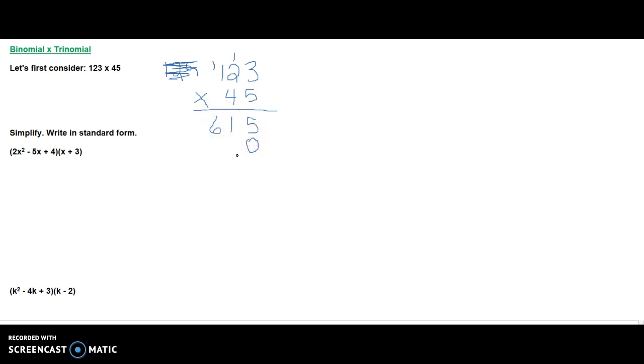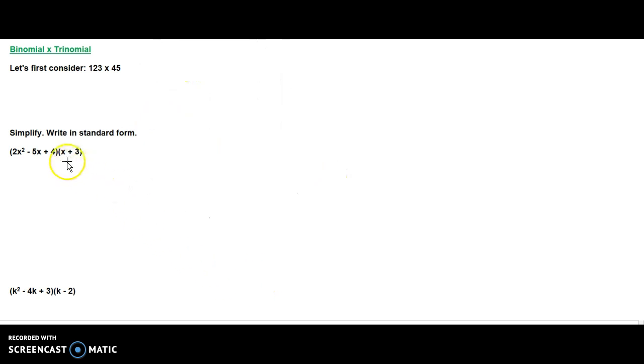Then we put a 0 as a placeholder, and then we can multiply the 4 because this is the 10, so we had to use that 0. So 4 times 3 is 12. And then that 1 again. 4 times 2 is 8, plus 1 is 9. And then 4 times 1 is 4. And then we could add them. So 5, 3, 15. So we could say that 123 times 45 was 5,535.